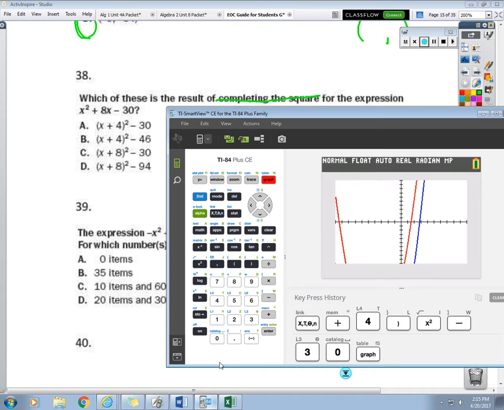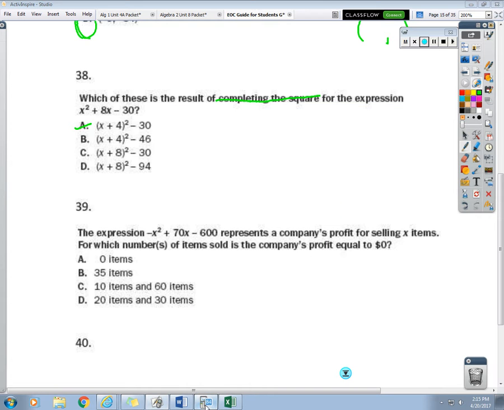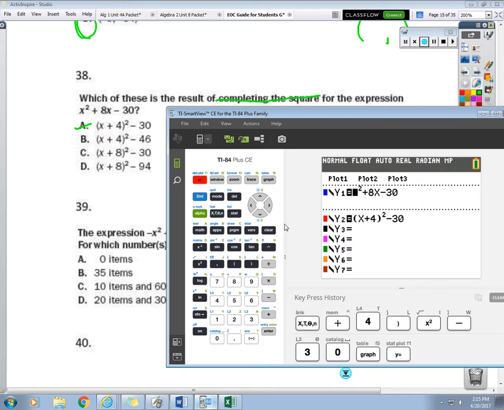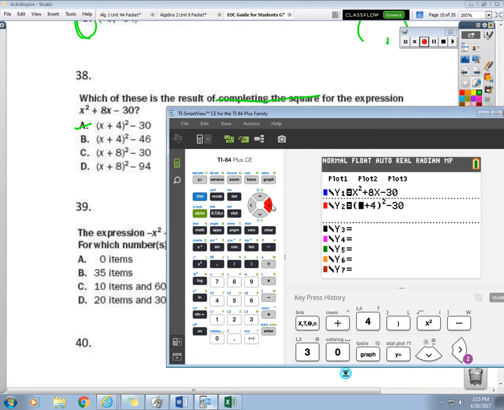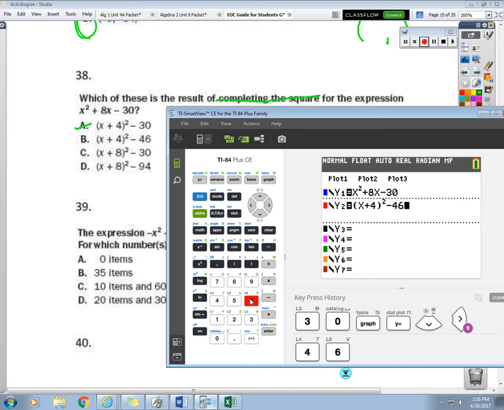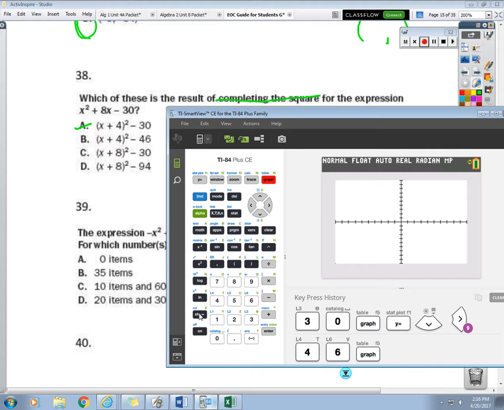Did that make the same parabola as this one did? No, so A is not right. So now move on and graph B in the y2 spot. It's (x plus 4) squared minus 46. Did that make the same parabola? Yes, and even though your calculator will not be color, you'll still only see one line even after both have graphed, so you'll know it was the same thing.